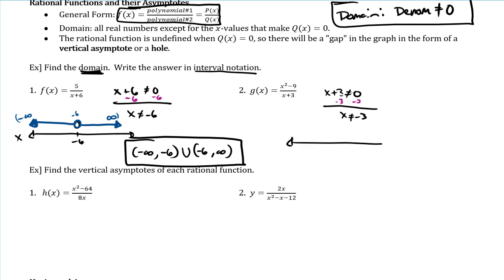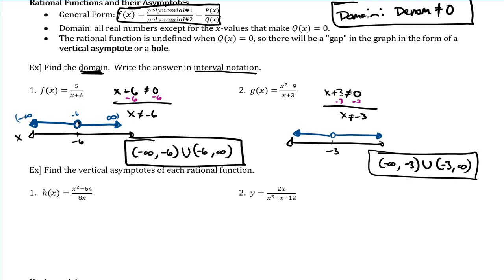Okay, however, that's not the form of our final answer, so this is why I just make a very quick sketch to get the visual. So negative 3 has the open dot, and then from left to right, everything else is good. Starting at negative infinity, I have negative infinity comma to negative 3, and then a union symbol to show that I've got more: negative 3 to infinity.